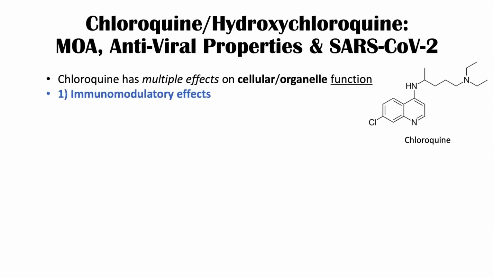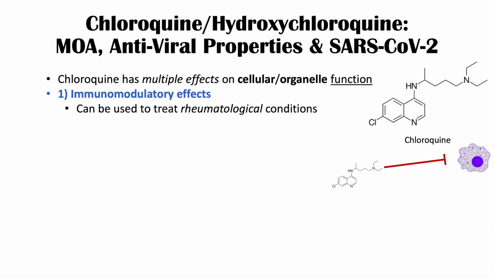For one, these medications have immunomodulatory effects. They can actually inhibit certain immune cell functions, which is helpful when we're trying to treat autoimmune conditions. So they can be used to treat certain rheumatological conditions like lupus and rheumatoid arthritis. I'm not going to talk about these immunomodulatory effects in this lesson, but if you want more information, please check out my other lesson on chloroquine and hydroxychloroquine.